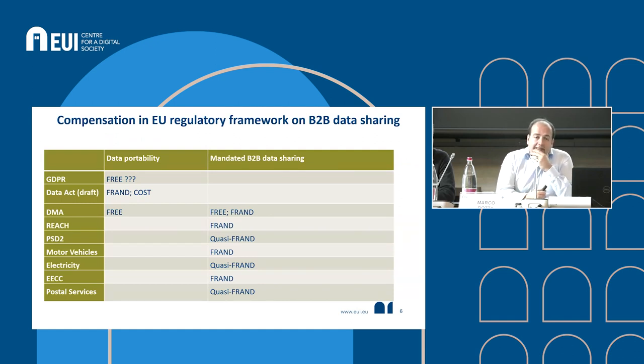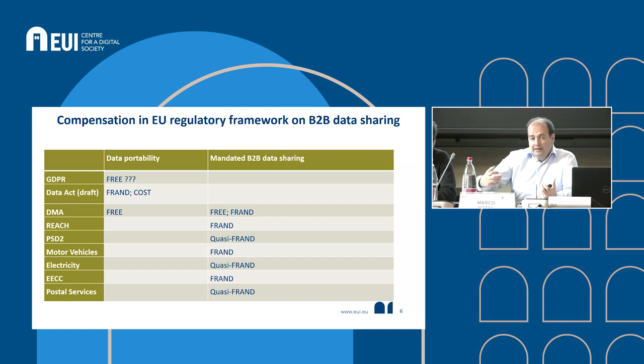My point here is that the rules at the EU level on compensation are a bit puzzling. When it comes to data portability, Article 20 of the GDPR does not specify if data portability should take place free of charge. But if you read Article 12, paragraph 5 of the GDPR, it mentions that any actions taken under Articles 15 to 22 of the GDPR, so including Article 20, should be provided free of charge. So generally, data portability under Article 20 is considered a right of the data subject that can be exercised free of charge. But when it comes to the Data Act, there is a difference.